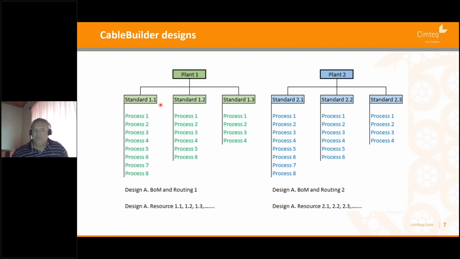So you can create a design with BOM and routing in standard 1.1, you can create the same one in standard 2.1, and they will each have materials supplied from their local region and machines located at their local region, and you can quote customers out of both locations, and you as a company understand where your best and optimum point of source of supply would be. So it really is a nice feature within CableBuilder.